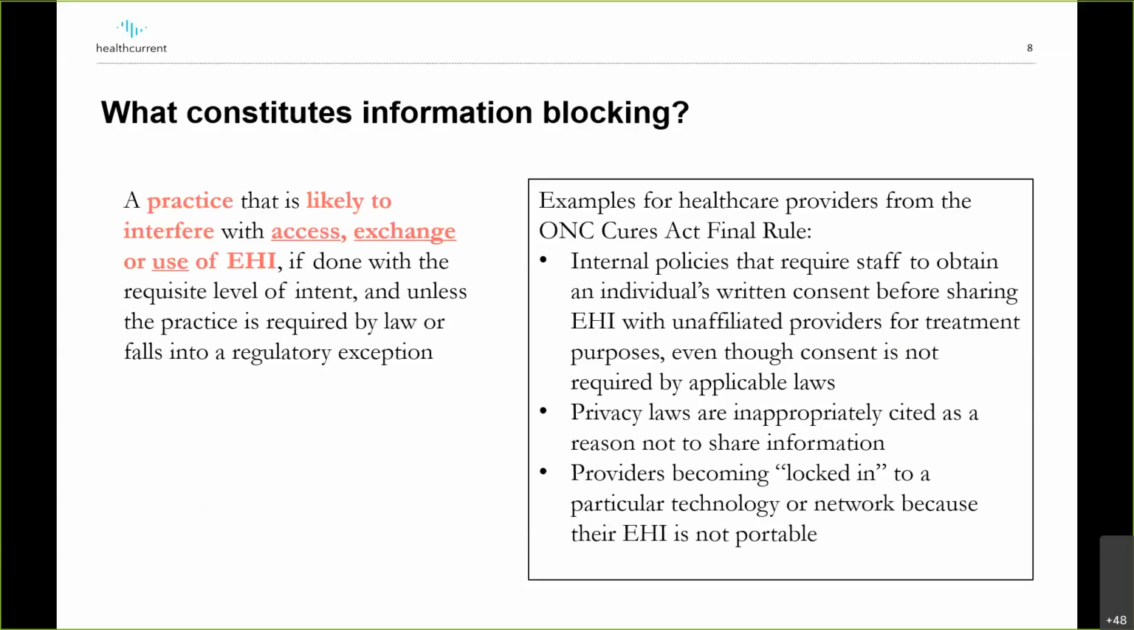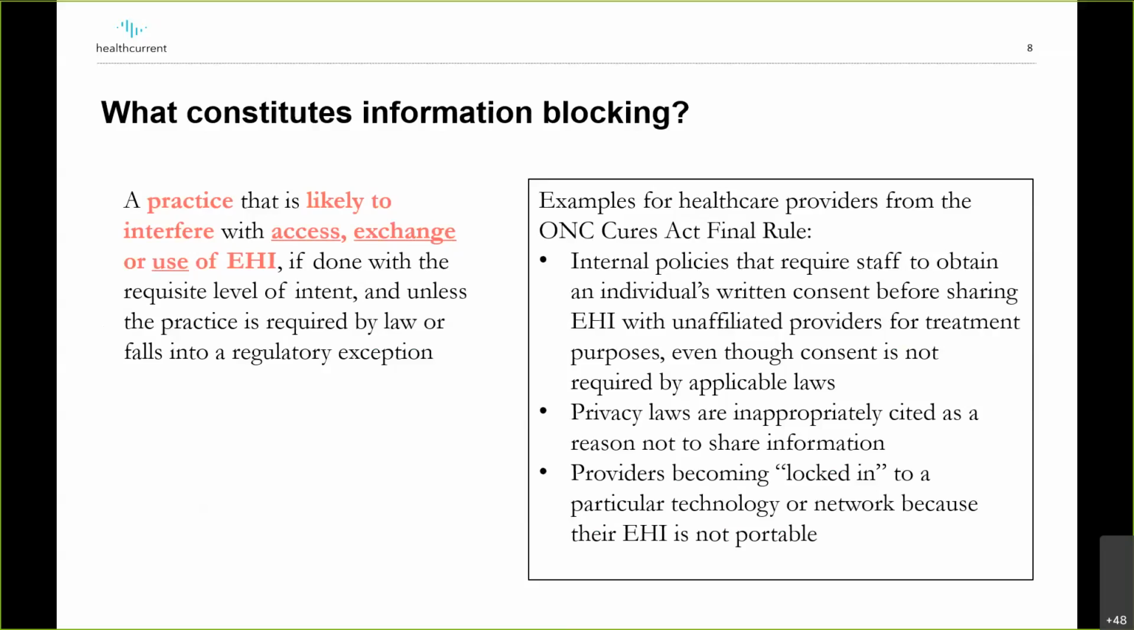And the Cures Act defines information blocking as a practice that is likely to interfere with the access, exchange, or use of electronic health information. And the reason that I highlight those, access, exchange, or use of health information, is that it's very important to note that ONC understands the complexities of the health IT ecosystem and understands that interference can happen, and we all know this as participants in the healthcare community. This interference can happen at all levels.